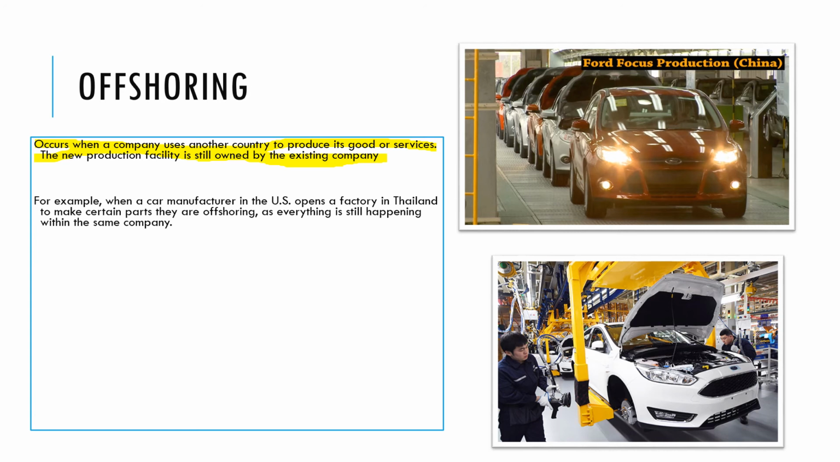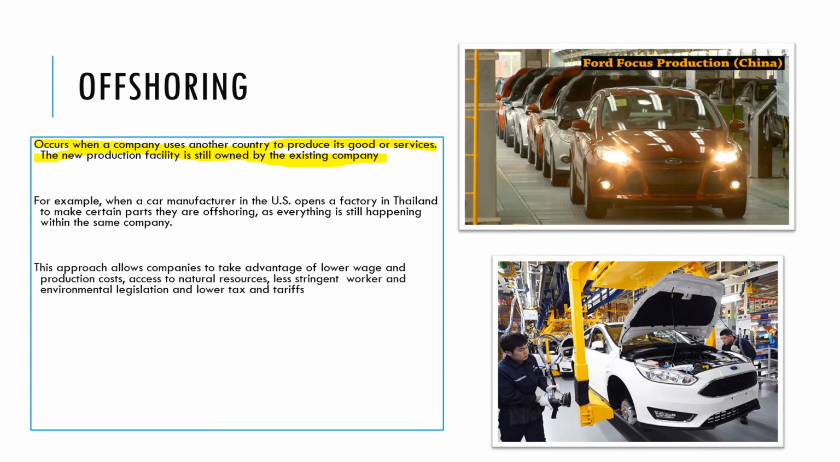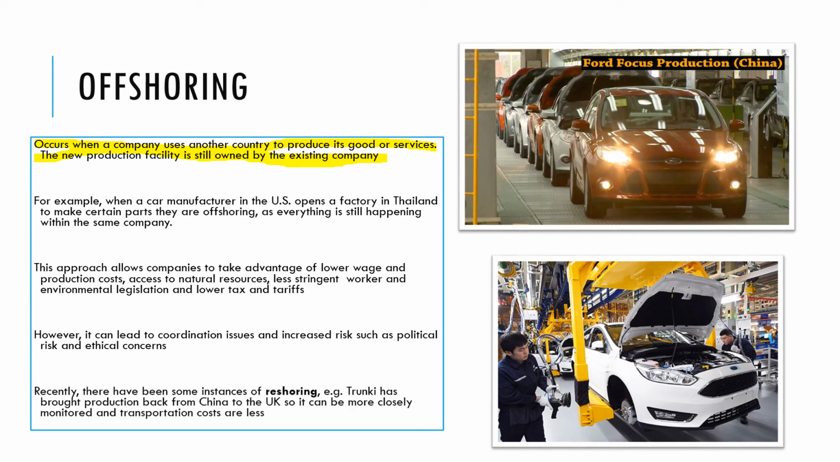So for example, when a car manufacturer in the US opens a factory in Thailand to make certain parts, they are offshoring, as everything is still happening within the same company, but we're now producing in a different country. This allows companies to take advantage of lower wage rates, production costs, maybe grants them access to natural resources, less stringent worker and environmental legislation, or perhaps lower tariffs and tax. However, it can lead to coordination issues and increased risks such as political risk and ethical concerns.